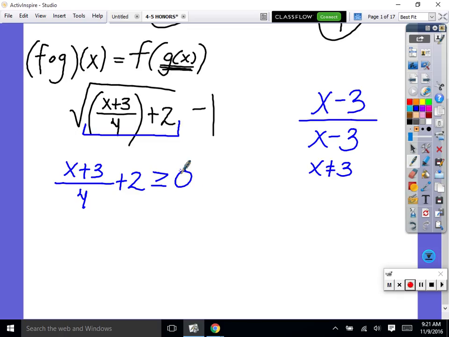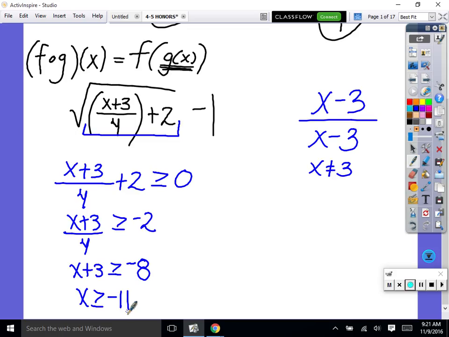So let's solve for that value of x. Subtract 2. So we have x plus 3 over 4 is greater than or equal to negative 2. Then we multiply by 4, correct? So we have x plus 3 is greater than or equal to negative 8, and then we'll subtract 3. So x must be greater than or equal to negative 11. That means our domain is negative 11 to positive infinity, correct? So that's just one thing to remember. Domain is negative 11 to positive infinity.